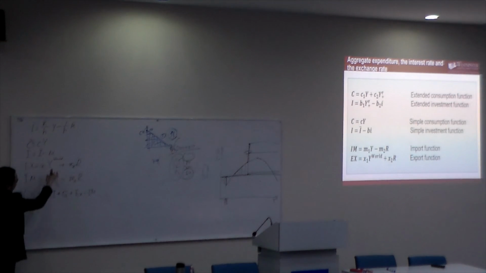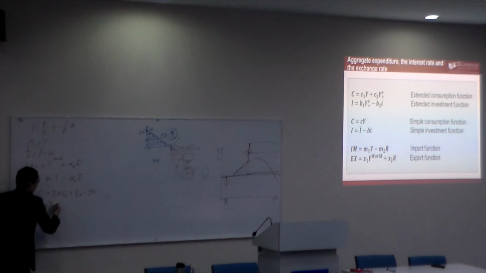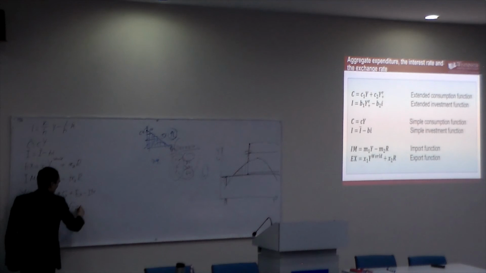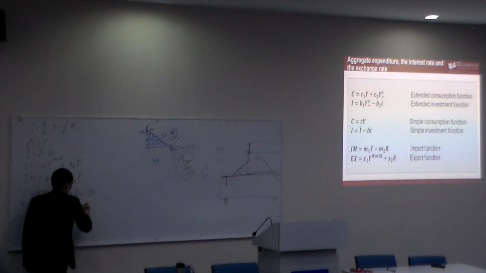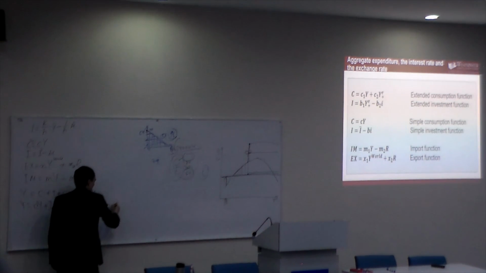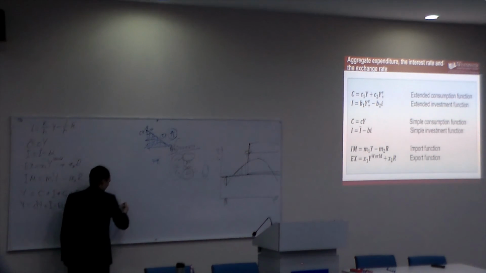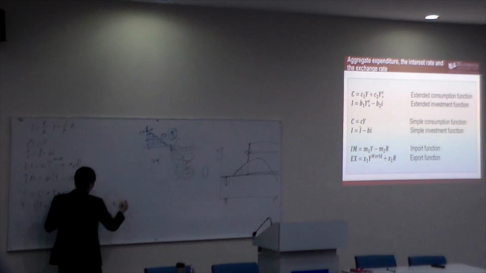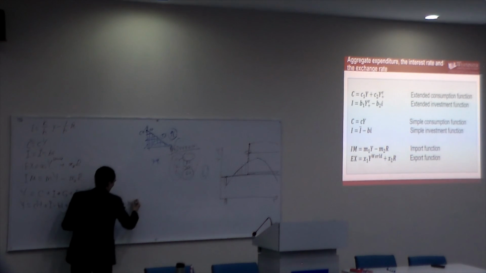So now I'm going to plug all of these factors in here. Our output is equal to marginal propensity to consume times income, plus autonomous investment minus interest rate, plus government spending, plus X1 times world income, plus X2 times the real exchange rate, minus marginal propensity to import out of our income, plus M2 times the real exchange rate.